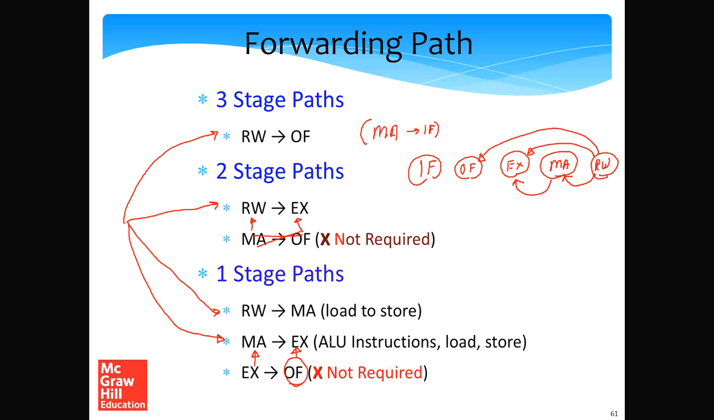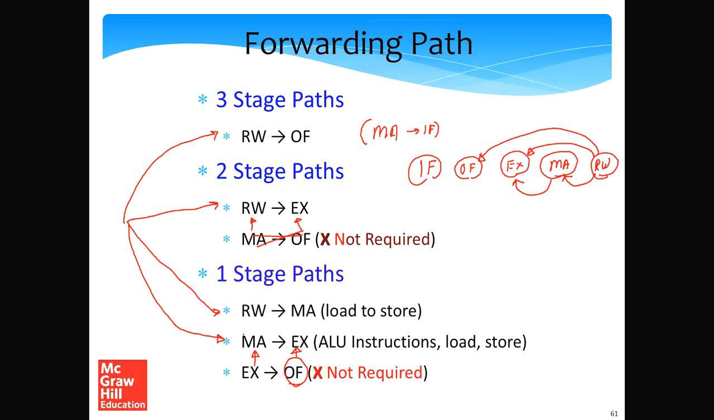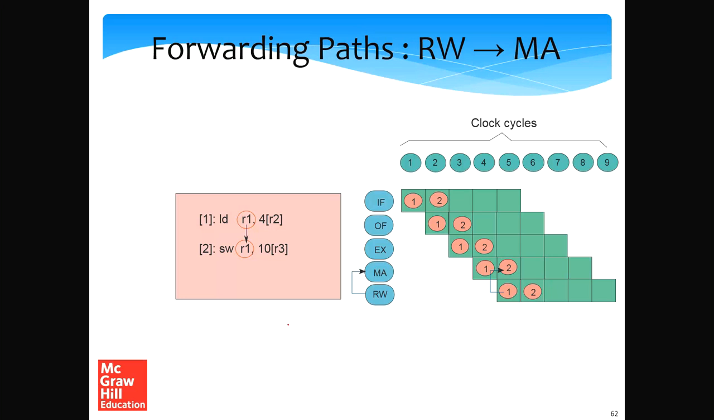Understanding via examples is always much easier. So let's take a look at the RW to MA forwarding path. In no particular order, let's start taking a look at these forwarding paths. So for the RW to MA forwarding path, let me give an example of two instructions. Let's assume we have a load instruction. The load instruction reads from this address 4R2 and it writes to the register R1.